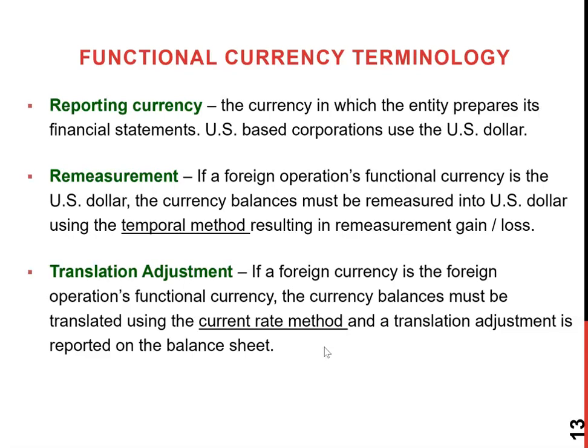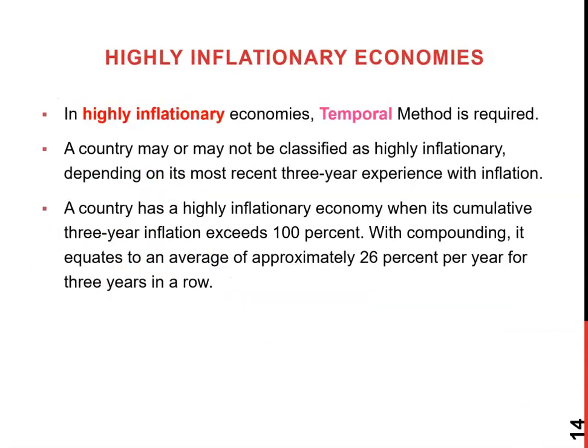So this is a plain simple translation. Just like the way you translate a foreign language into English, you are also translating peso numbers into US dollar. And that's why, for the current rate method, the process is called translation. On the other hand, for the temporal method, the process is called remeasurement.